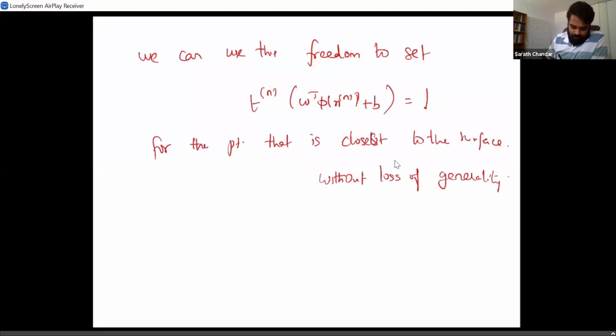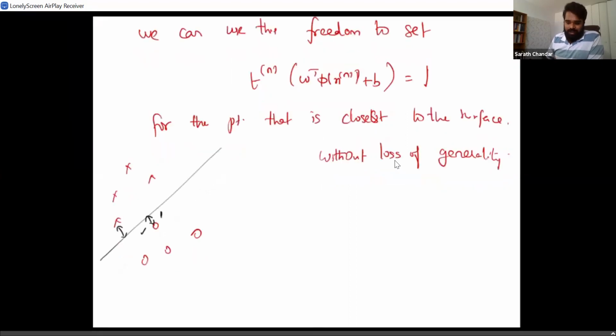For example, let's say I have a bunch of crosses and a bunch of circles. If this is my decision surface, then probably this is the margin, because that's the closest point compared to this one. Now I'm going to set this margin distance to be 1 and rescale the rest accordingly.